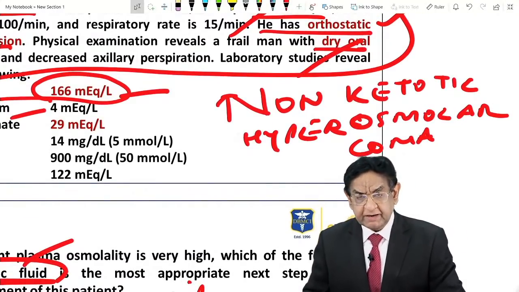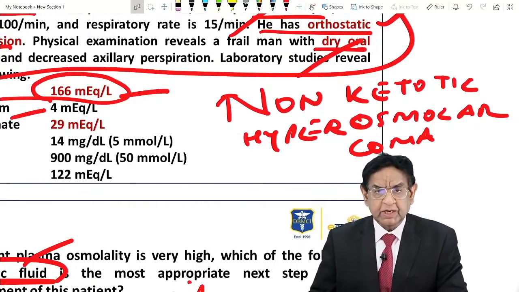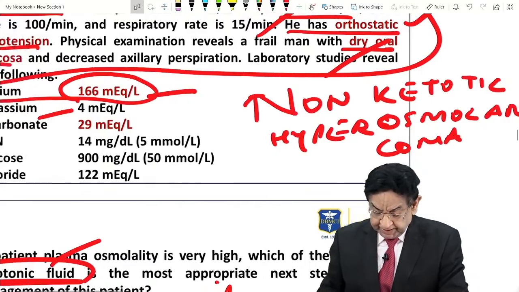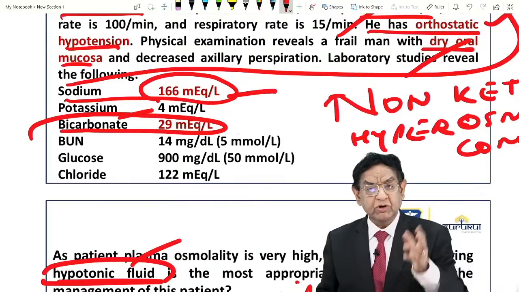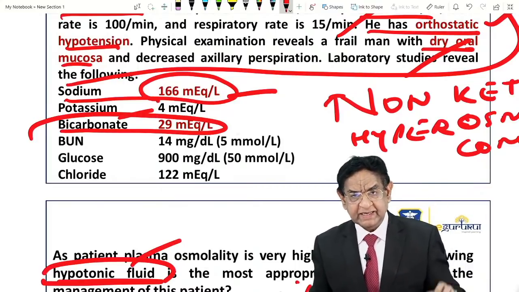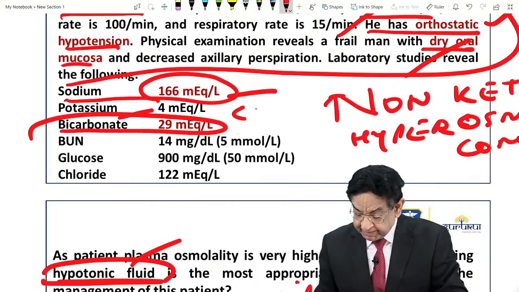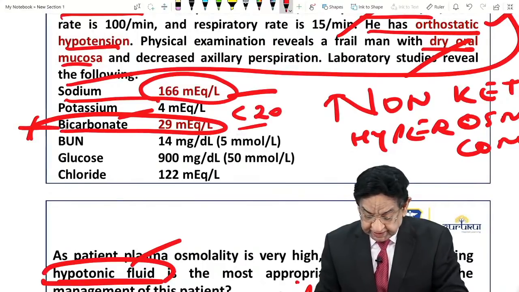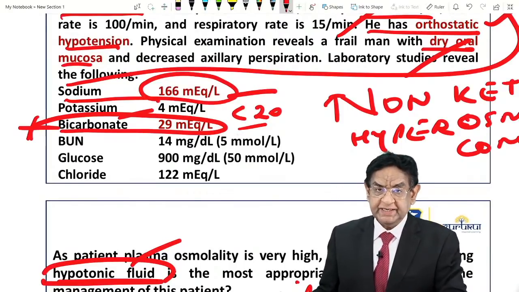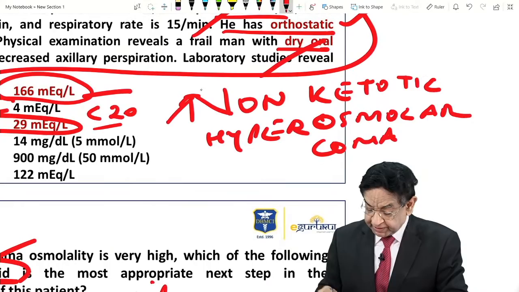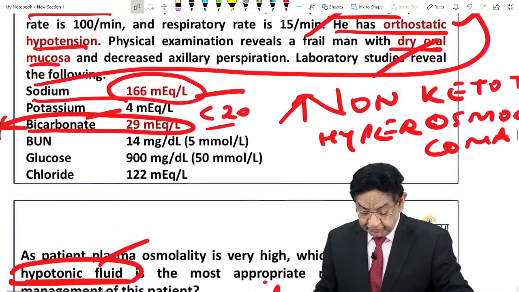Sir, can it be due to diabetic ketoacidosis? There also sugar is high, but here the bicarb is 29. It's normal or slightly on the alkaline side. This is not acidosis, because if it was DKA, the bicarb should have been less than 20. So we rule out DKA. Agreed? So this is more likely a case of non-ketotic hyperosmolar coma. Now here the sugar value is 900.